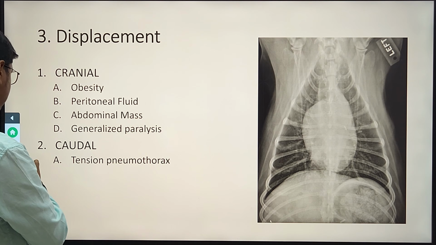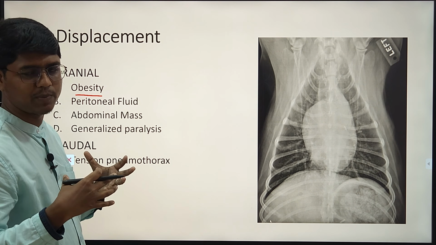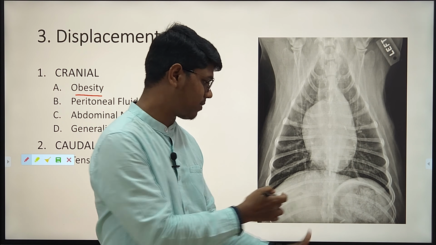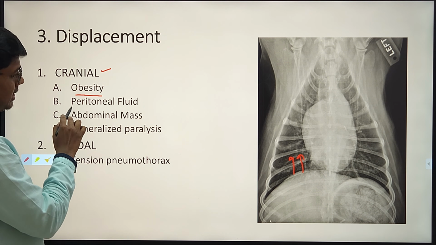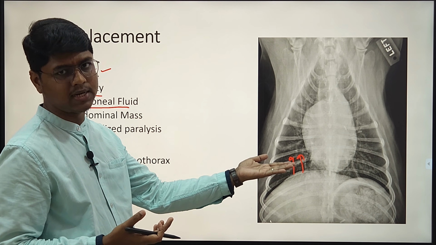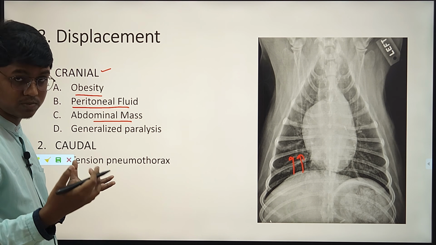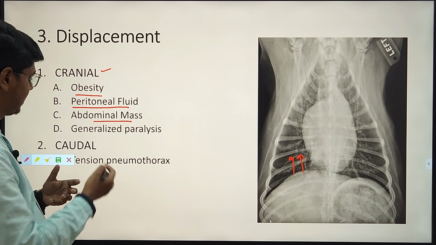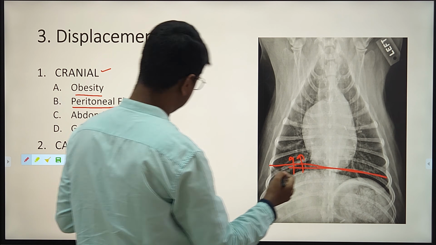Next, the displacement. First one is obesity. In obesity, the abdominal fat content increases, and due to the increase in abdominal fat content, it will push the diaphragm more cranially. Okay, this is cranial displacement. Peritoneal fluid, that is ascites: when there is ascites, it will push force on the diaphragm, and in turn it will move cranially. Abdominal mass, most prominently liver mass: if there is a liver mass, it will push the diaphragm cranially. Generalized paralysis, if the entire diaphragm is paralyzed, then it will also move cranially.